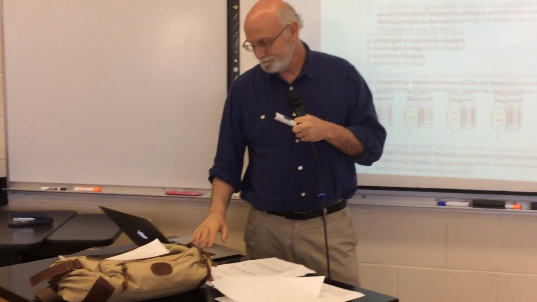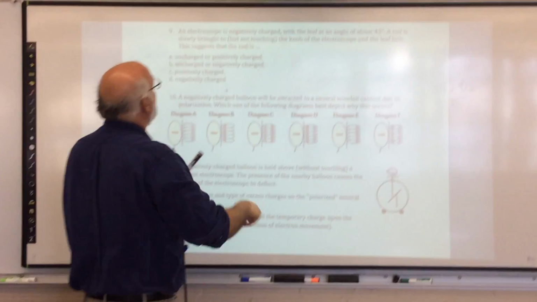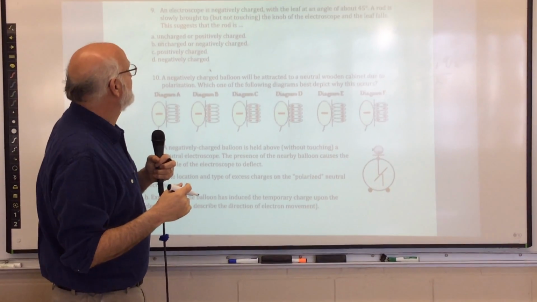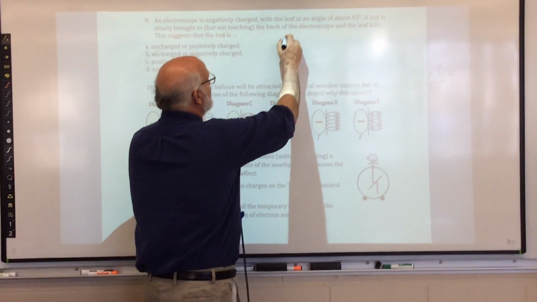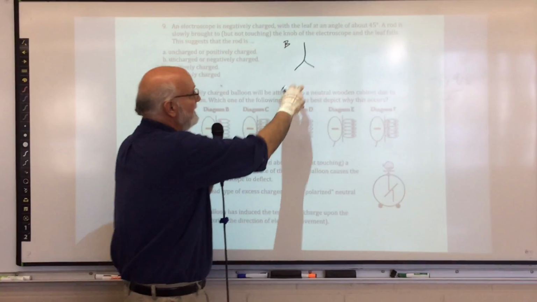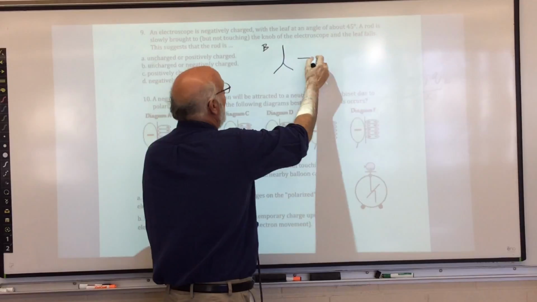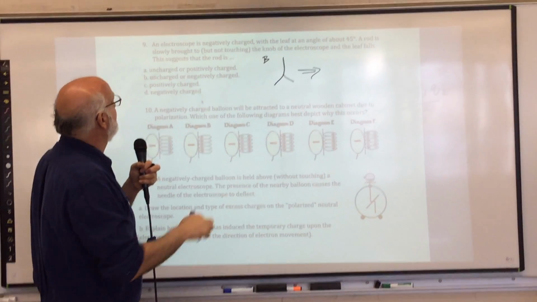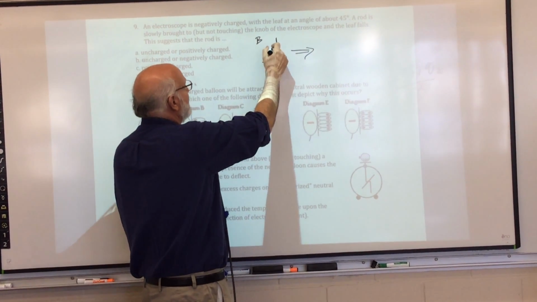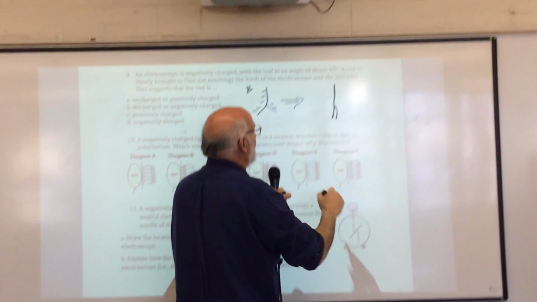Take a look at this guy. An electroscope is negatively charged with the leaf at an angle of about 45 degrees. Doesn't matter. A rod is slowly brought towards it. Okay, so you start out. Here's your before. Because these leaves are repelling, that means it must have the same charge. Now, the electroscope is negatively charged, so that means it has a bunch of negatives. That's why they're repelling.